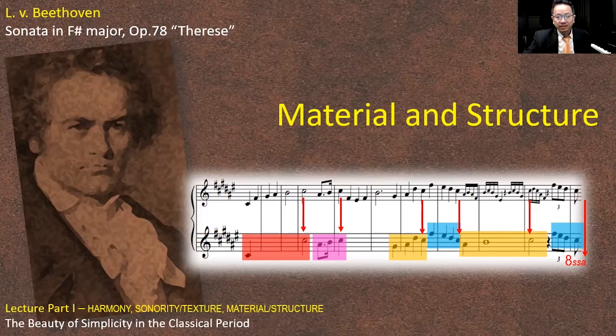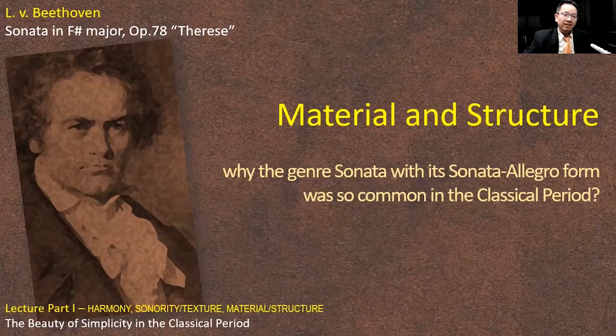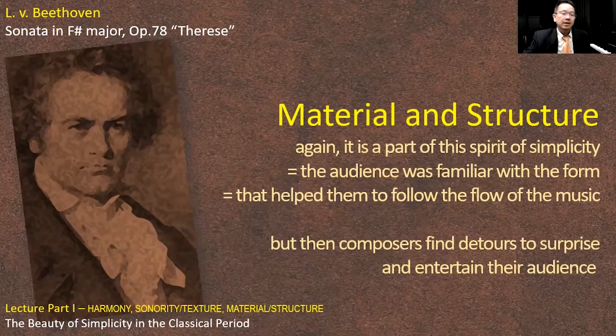Last question: why was the genre sonata, with its sonata allegro form, so common in the classical period? The answer belongs to the spirit of simplicity. The audience was familiar with the form that helped them to follow the flow of the music. But then, composers found detours to surprise and entertain their audience.